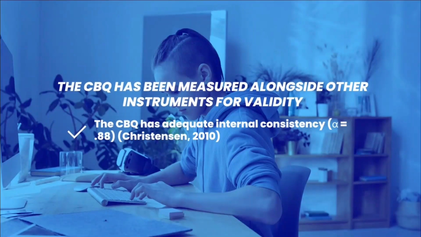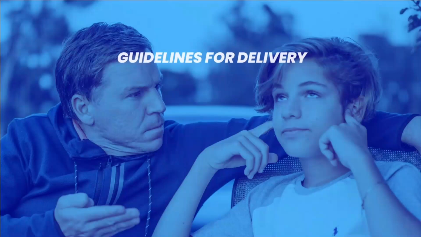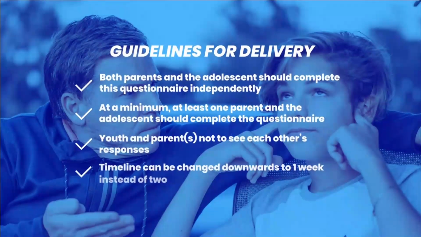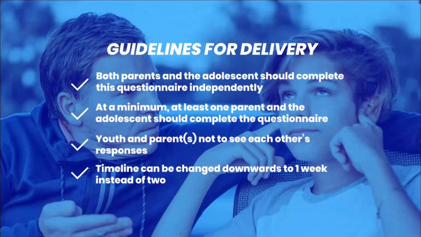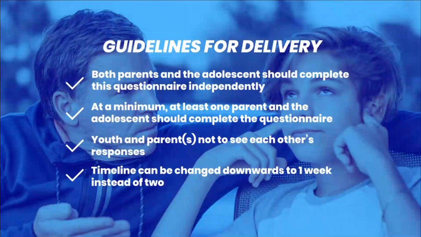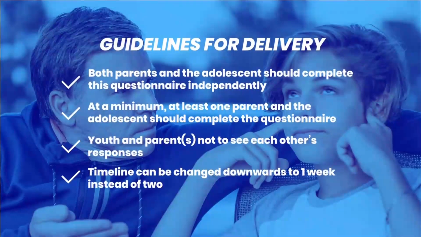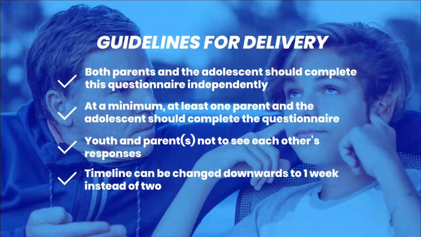Now moving on to the delivery. There are some specific guidelines in delivering this, similar to the issues checklist. The first is both parents and the adolescent should complete this questionnaire independently. At a minimum, at least one parent and the adolescent should complete the questionnaire. Again, youth and parents are not to see each other's responses. And for this one, the timeline can be changed downward, according to research, to one week instead of two.